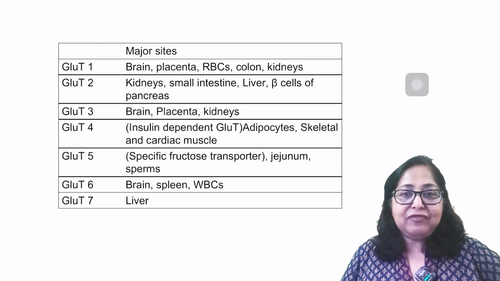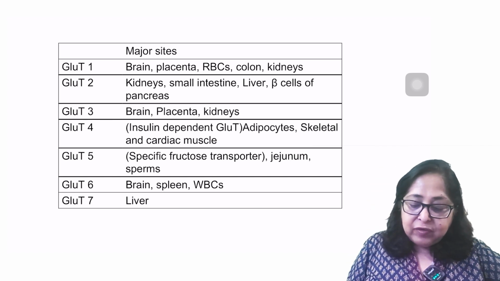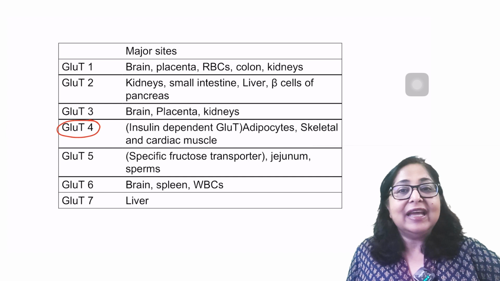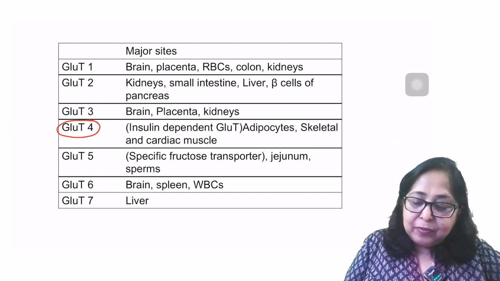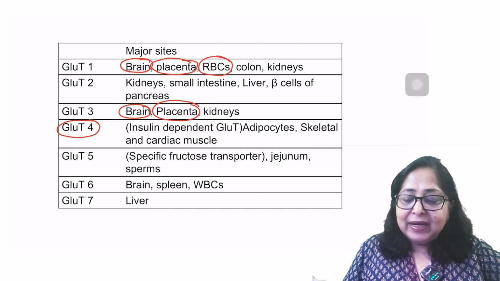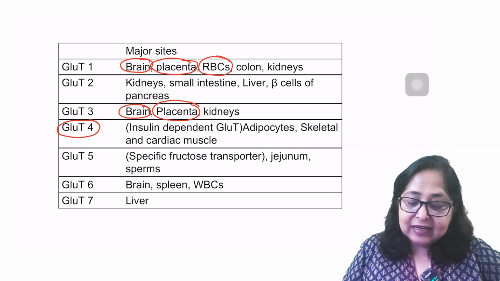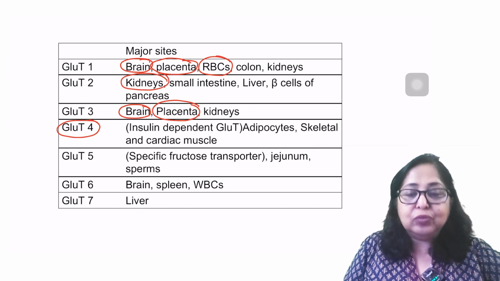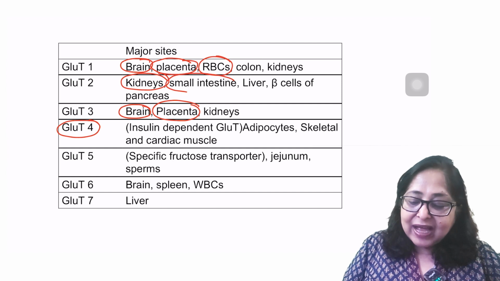So let's have a brief look at this table, extremely important from an examination point of view. We've already discussed GLUT 4, which is insulin dependent. GLUT 1 and GLUT 3 are present on the brain and placenta. GLUT 1 on RBCs as well. GLUT 1 is in kidneys, but please remember the major GLUT which is present in the kidneys is GLUT 2. Remember, 2 kidneys, GLUT 2. Small intestine also has GLUT 2.